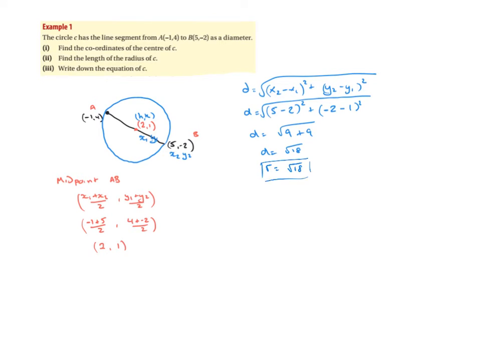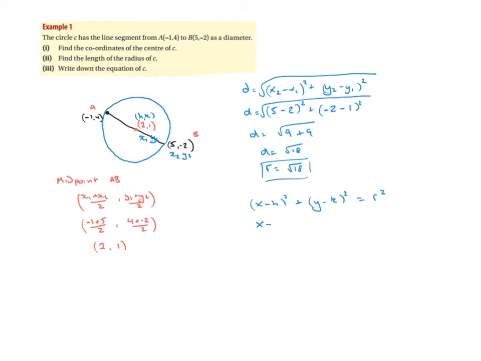Okay. We've now been asked to write down the equation of C. Well, the equation of C is given by x minus h all squared plus y minus k all squared is equal to r squared. Remember, h and k are the centre of the circle. We have the centre here, look, h is 2, k is 1, and we have our r, so that's root 18, so all we do is put the stuff in.